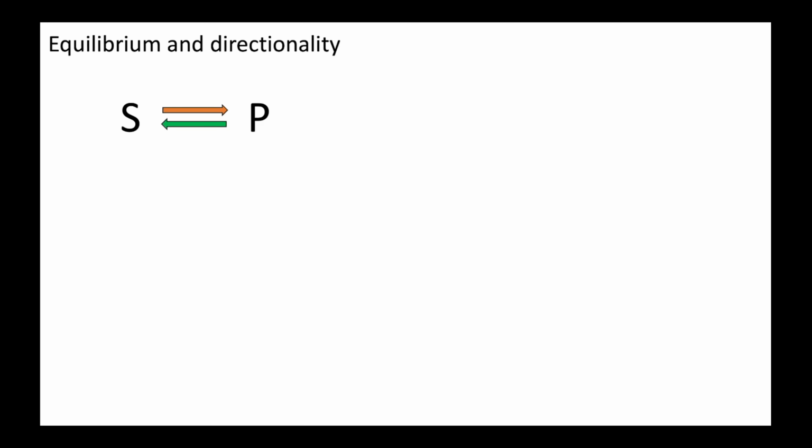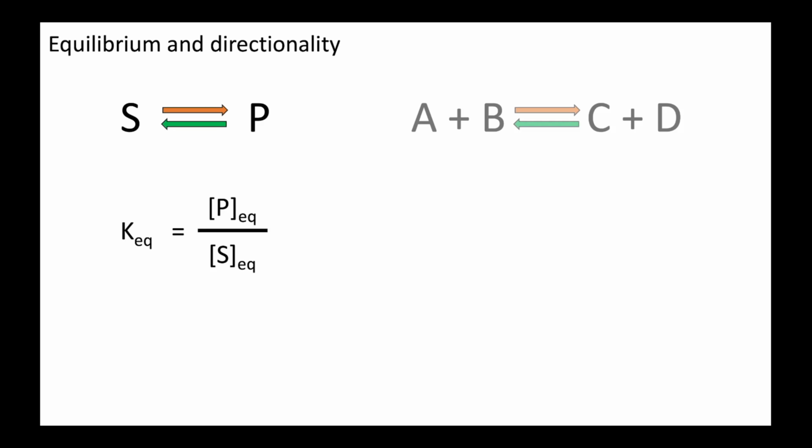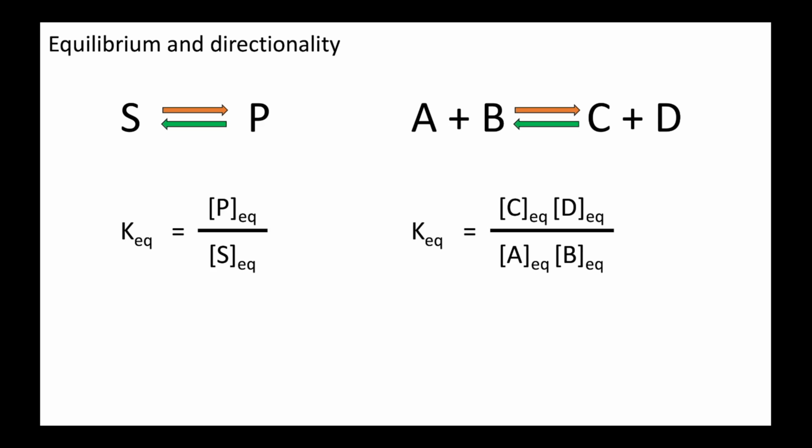What it does mean is that the ratio of the concentration of the product at equilibrium divided by the concentration of the substrate at equilibrium is constant. We call this the equilibrium constant. If we look at a reversible reaction, where A + B gives C + D, then the equilibrium constant is given as the ratio of the concentrations of C times D at equilibrium over the concentrations of A times B at equilibrium.